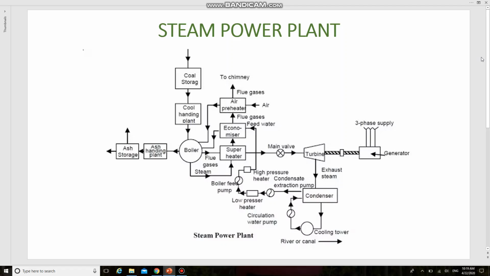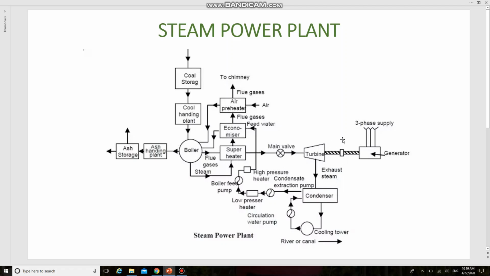Dear students, in this video we are going to see about the layout of modern steam power plant. A steam power plant must have the following equipments. First one is a furnace to burn the fuel, steam generator or boiler containing water. Heat generated in the furnace is utilized to convert water into steam. Main power unit such as engine or turbine to use the heat energy of steam and perform work.